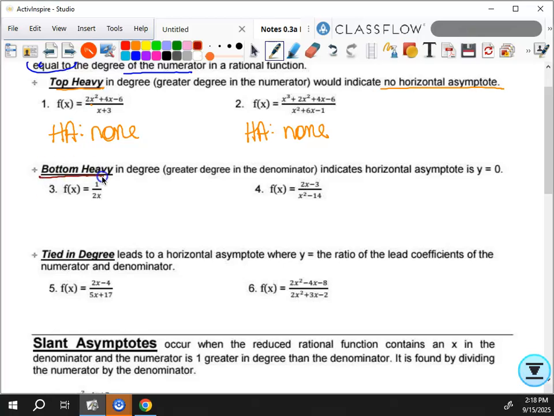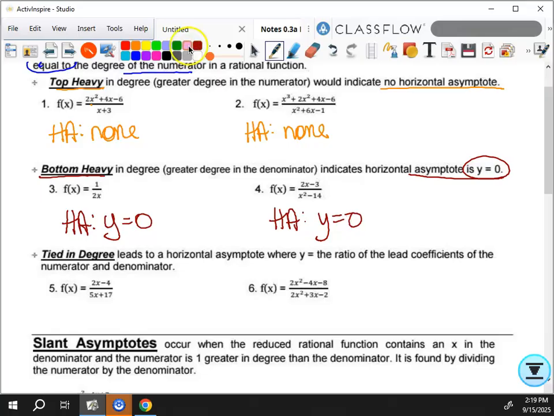All right, bottom heavy, asymptote at y equals 0. And again, it's a line, so you have to put the equation of a line. Number 3 is bottom heavy. So my horizontal asymptote is y equals 0. There's no figuring it out or solving it. Now, 3 and 4, the equations look completely different, right? The functions are going to look completely different. But the horizontal asymptotes are exactly the same because this one's bottom heavy also. So my horizontal asymptote is y equals 0. Okay? Super simple, but you got to know the rules, right? I mean, it's only as easy as what you know, I guess.